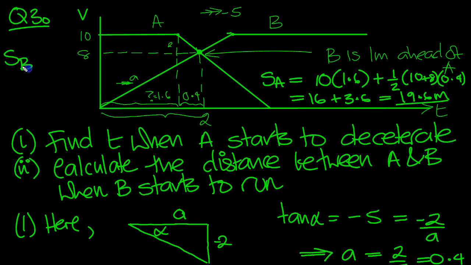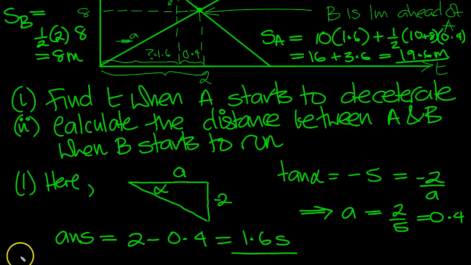SB, on the other hand, is the distance that B has travelled to get to here. It's a triangle, so half base times height. Half the base, which is 2, times the height, which is 8, so that equals 8 meters.